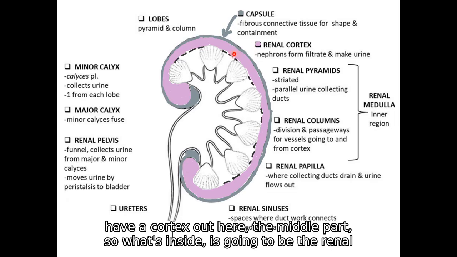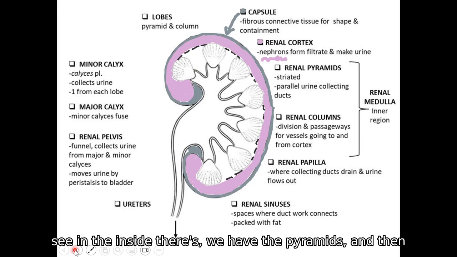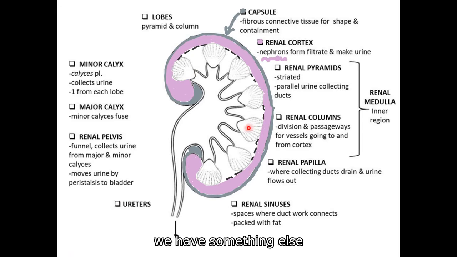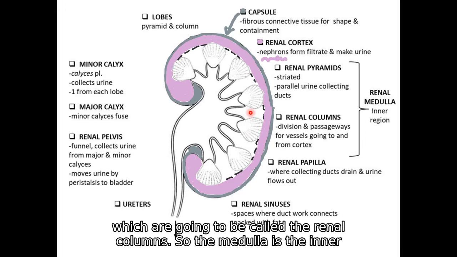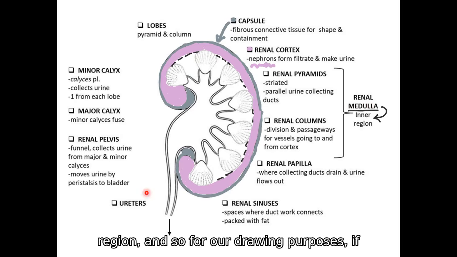And so if we have a cortex out here, the middle part, so what's inside, is going to be the renal medulla. So the renal medulla is going to make up that inner region. And you can see on the inside we have the pyramids, and then we have something else which are going to be called the renal columns. So the medulla is the inner region.